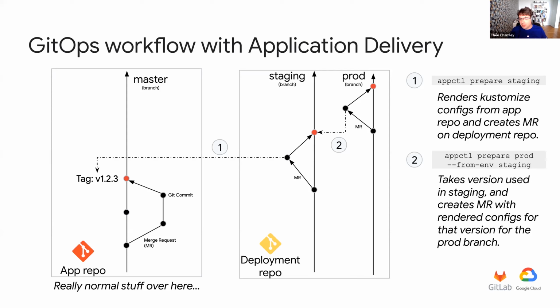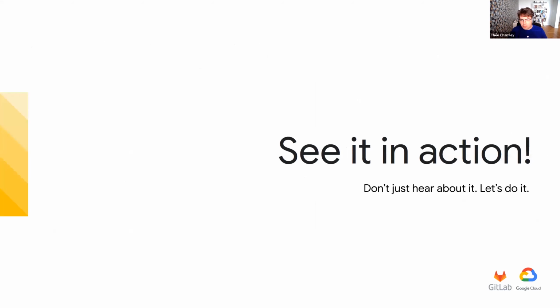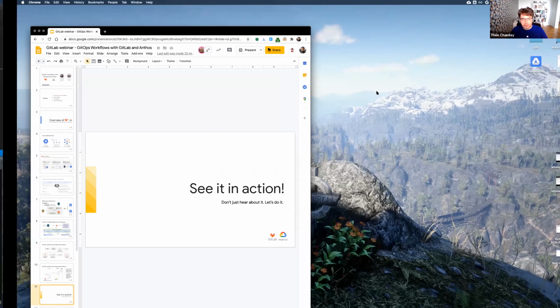And once you merge that merge request, that's this commit here, you can run appctl apply staging, and that's going to deploy that. And when you run appctl prepare prod from env staging, then you create a merge request on the production branch, okay, using the version that's currently in staging. And once you merge that merge request, you can apply it. Okay, so all of that can be a bit complex to understand in theory. So it's really time for a demo now, and hopefully it will make things clearer.